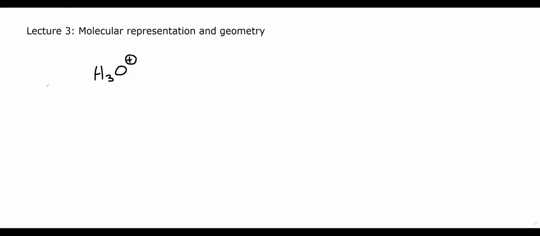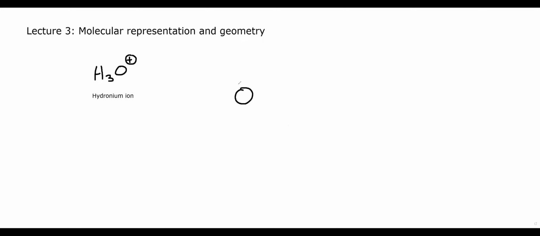This is known as a hydronium ion. This is water with an extra hydrogen. We call it a protonated water. We'll learn more about that in the acid-base chapter. But for now, let's consider the molecular geometry of it. So how can we consider that? Let's start by drawing the Lewis structure nice and clearly.